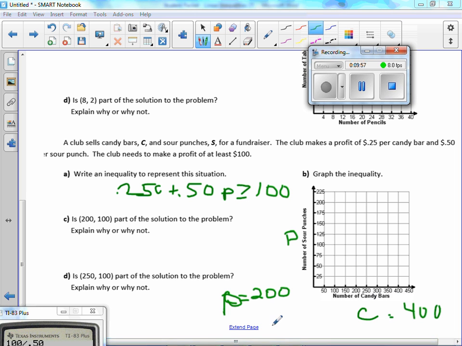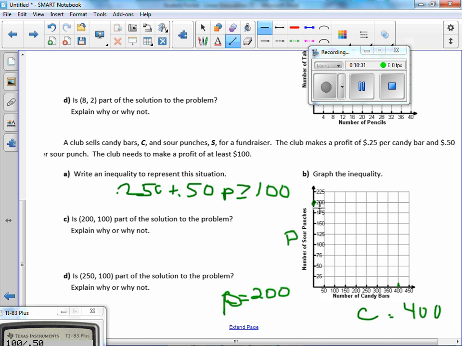Okay, I've already done the calculations. So when I made C 0, 100 divided by 0.5 will give you that P is 200. So I'm going to mark 200 for the P. And for the C, I made P 0, 100 divided by 0.25, and this is 400 for the C. Now we know it has to be at least 100, so it can be 100. So we're going to make this a solid line. Now greater than, so we know our shading will be above.